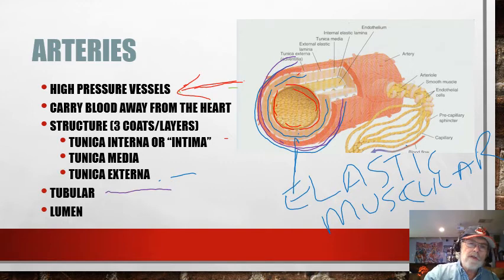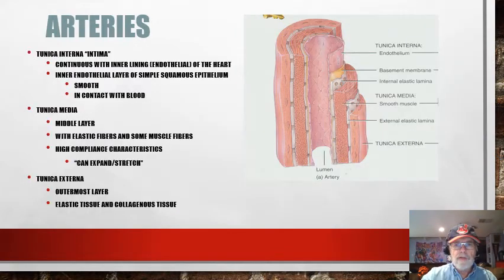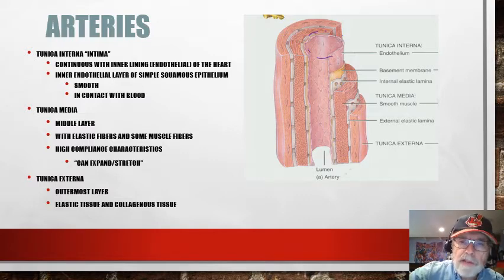We know that arteries are tubular, which means there's a tube, and that inside portion is called the lumen. That's where the blood is going to flow. Again, I don't want to spend a whole lot of time on the intima, media, and externa. But that intima, again, is continuous with the inside lining of the heart, the endothelium of the heart. Very smooth, and that's important. It's very thin and very, very smooth.